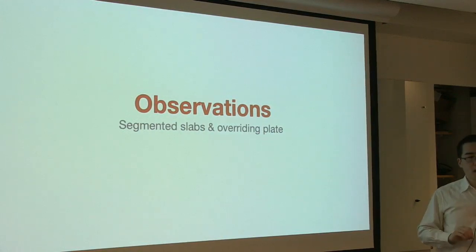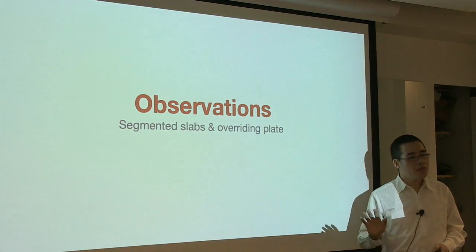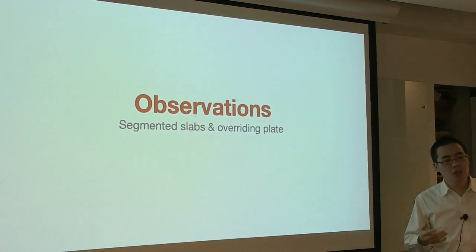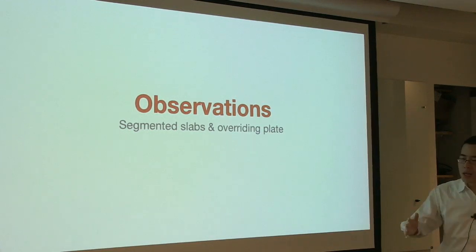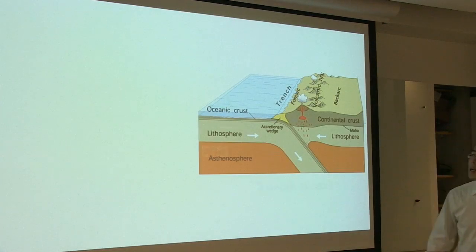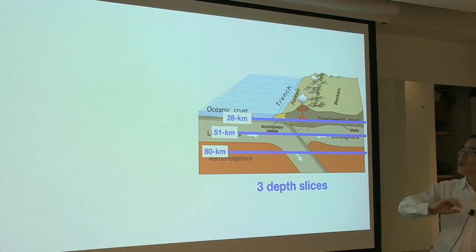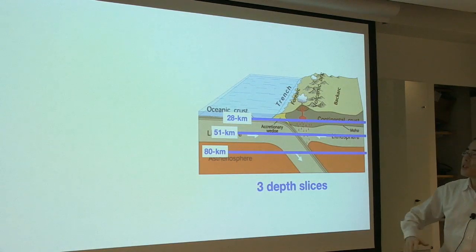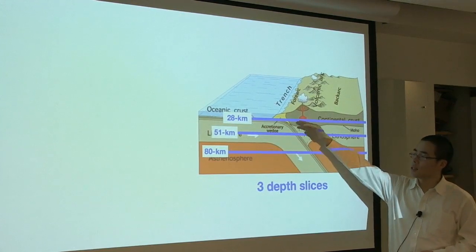Now I'm going to summarize the key observations in our model. There are a lot of very interesting features that we can extract and talk about for other papers. But for this study, I'm going to highlight a few structures. Here, I'm going to show you a few slides to simplify the description. I will do 3 depths at 80, 51, 28 kilometers.